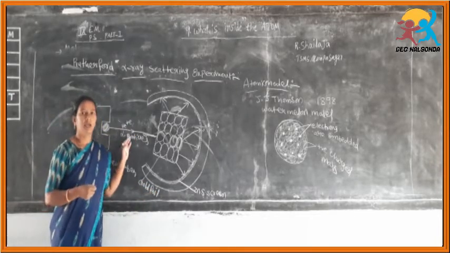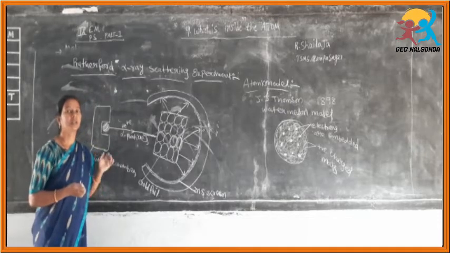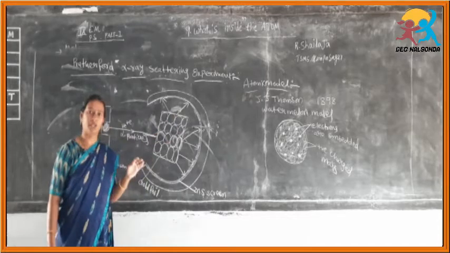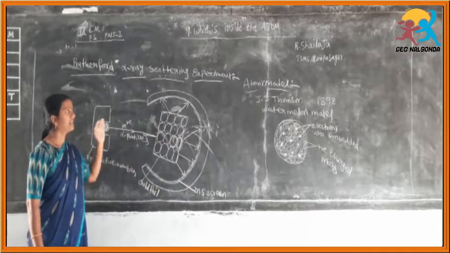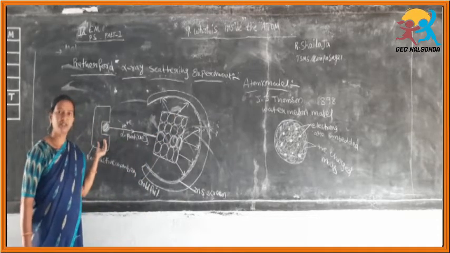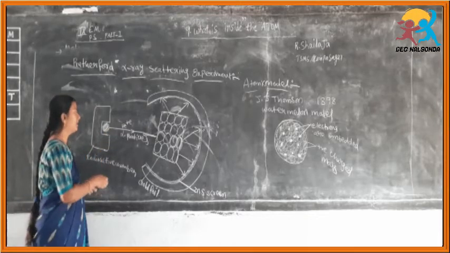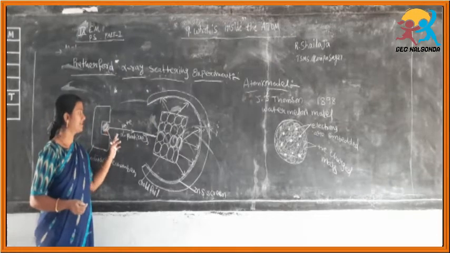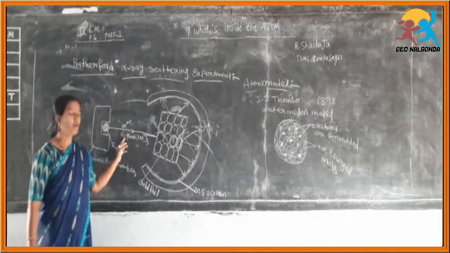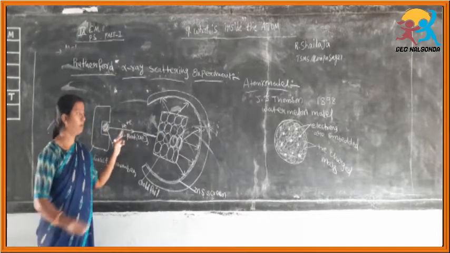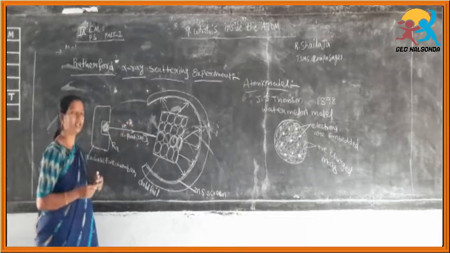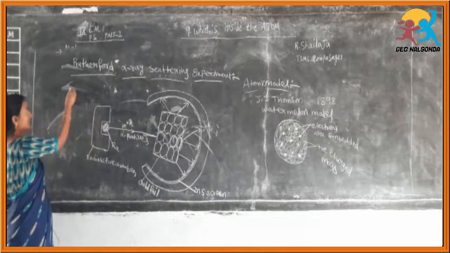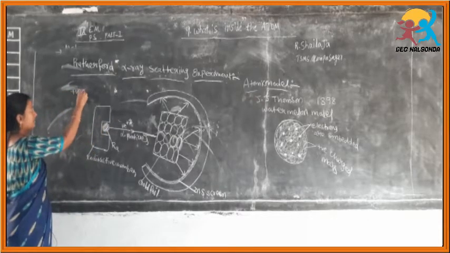In the alpha ray scattering experiment, Rutherford tested the J.J. Thomson atomic model. In this radioactive chamber, the radium element releases the alpha particles. What are alpha particles? They are He2+ particles, which are positively charged.